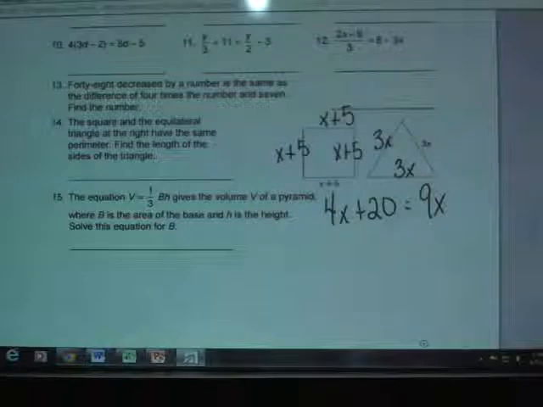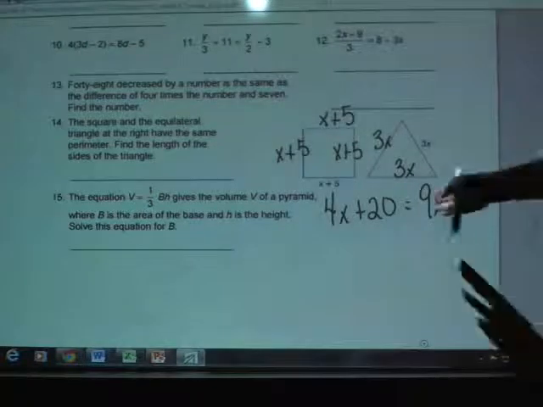Realize that's not my solution, but it is what x is, because the question is asking me to find the length of the sides of the triangle. So once I find x, I have to plug it back in to figure out how long the sides of the triangle are. Well, let's solve this.